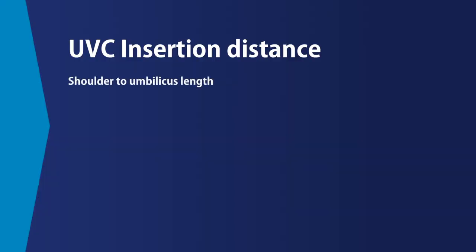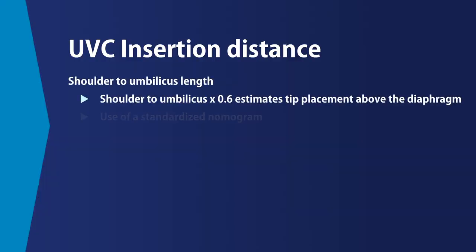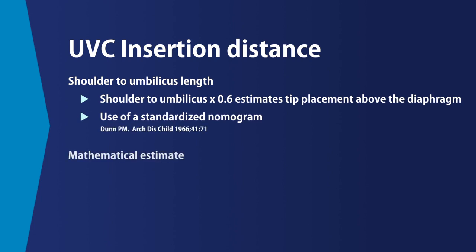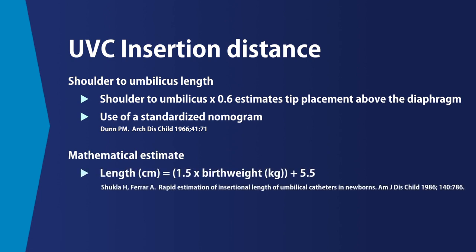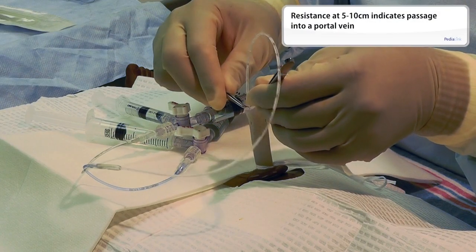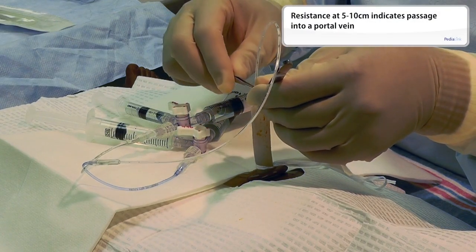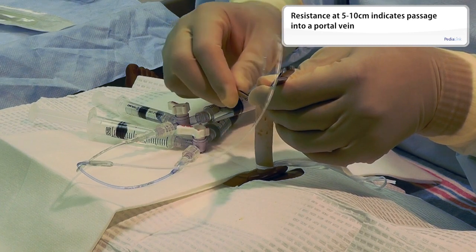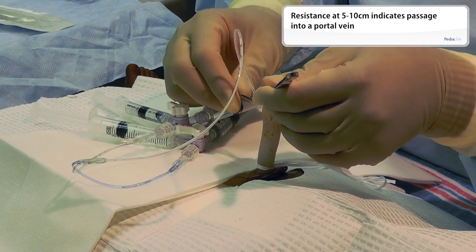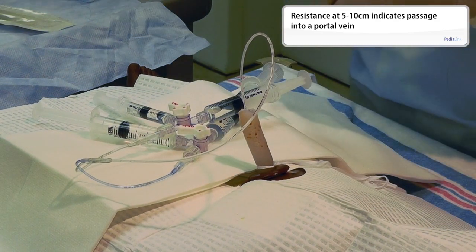Exact insertion depth can be difficult to determine. One method entails measuring the distance from the shoulder to the umbilicus and then estimating the distance the tip should be inserted on a nomogram. Other methods entail use of mathematical formulas, shown here. If resistance during insertion is encountered at 5 to 10 centimeters, this may indicate passage into a portal vein, which increases the risk of hepatic necrosis.